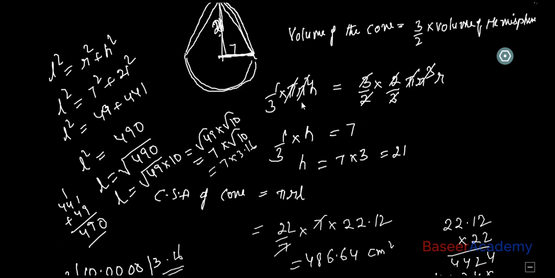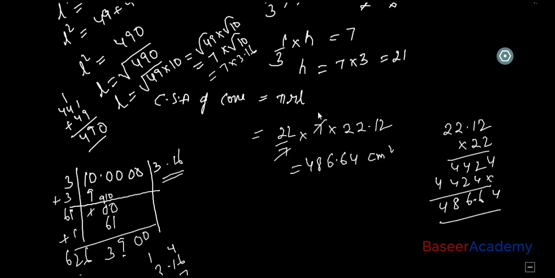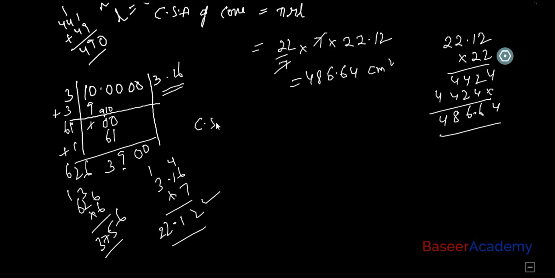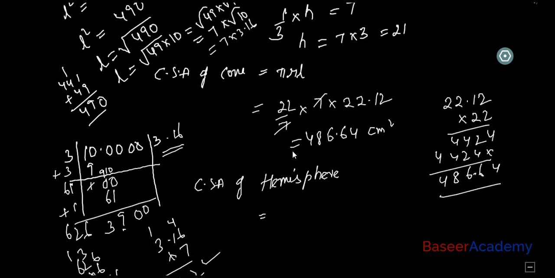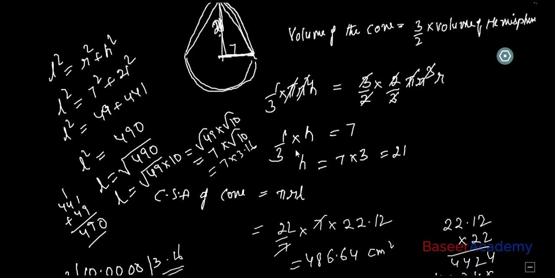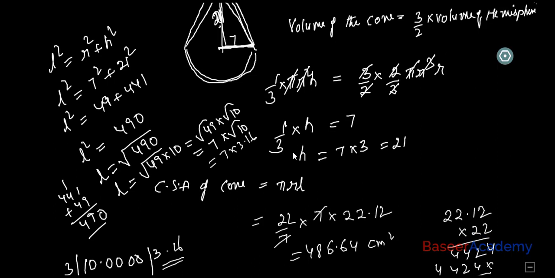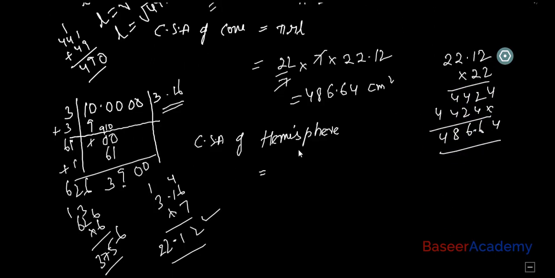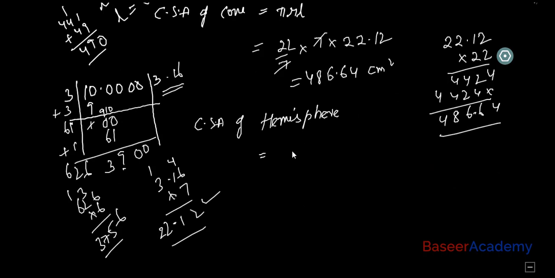Now I found out the curved surface area of the cone. Let me now find out the curved surface area of the hemisphere. These problems are very easy. It's just that these problems are a little lengthy. Too many calculations are involved here. But these problems, trust me, are kind of very easy. Curved surface area of hemisphere.